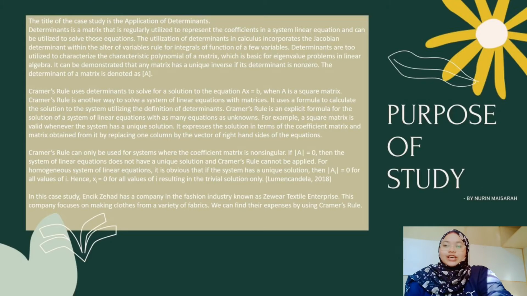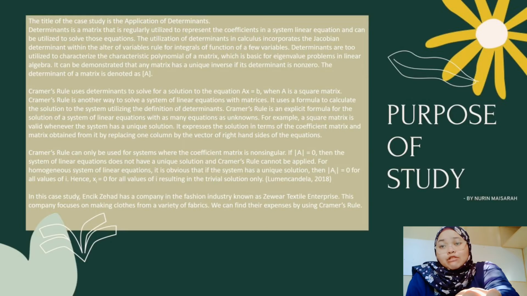For today, I will talk about the purpose of our study. The title of the case study is the application of determinants. A determinant comes from a matrix that is regularly utilized to represent the coefficients in a system of linear equations. Determinants are utilized to characterize the characteristic polynomial of a matrix, which is basic for eigenvalue problems in linear algebra. It can be demonstrated that any matrix has a unique inverse if its determinant is non-zero.